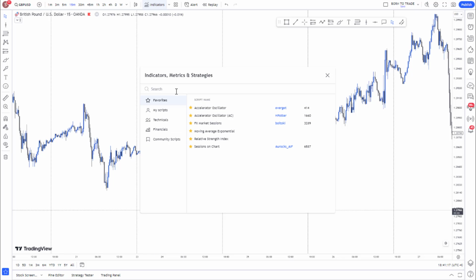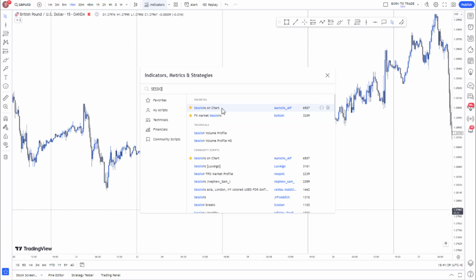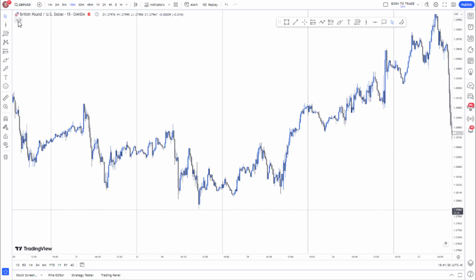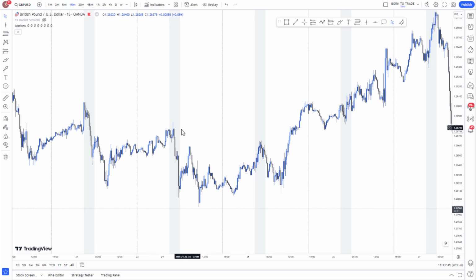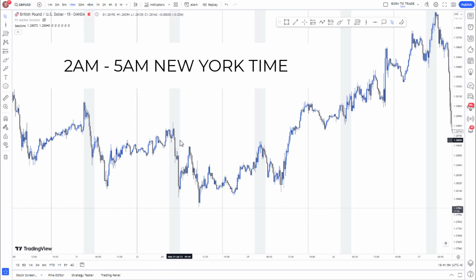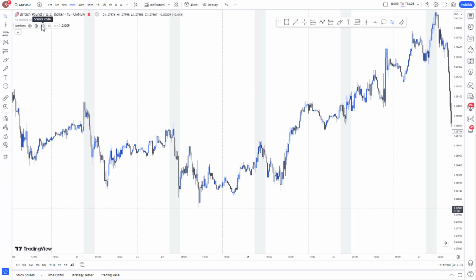When you come to indicators, you can search for sessions on charts. The particular indicator I used for that example is sessions on charts. This particular one right here, you can see it's sessions on charts by AU Rocks AIF. When you activate it, you're going to see the indicator show up. So here is the indicator right here. You can see this indicator is helping me select the specified time, which is 2 a.m. to 5 a.m. New York time. The indicator helps me identify that particular time very easily without stress.